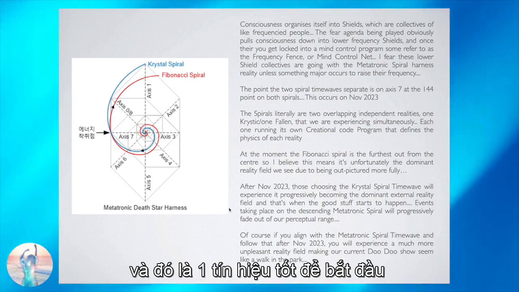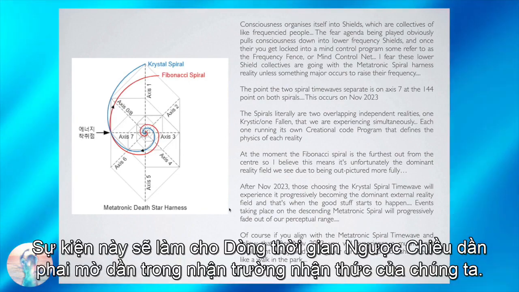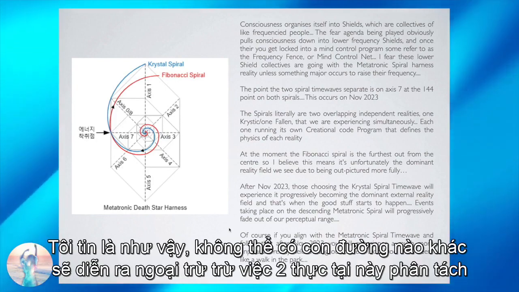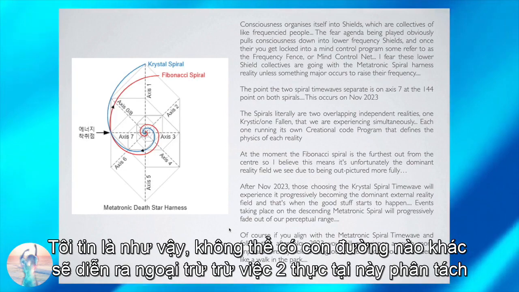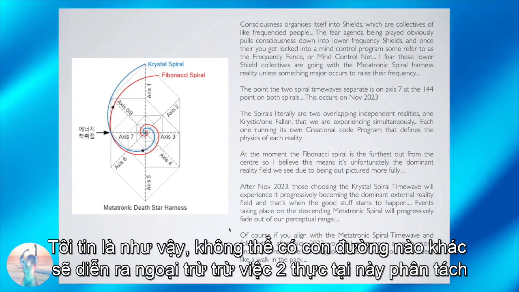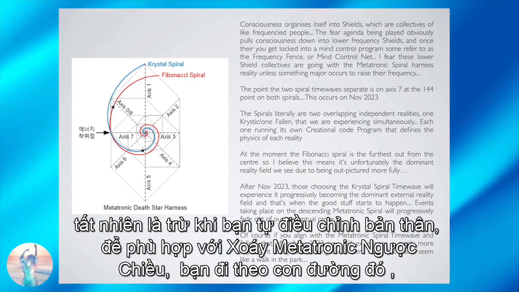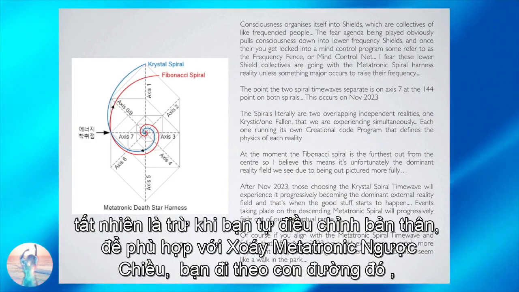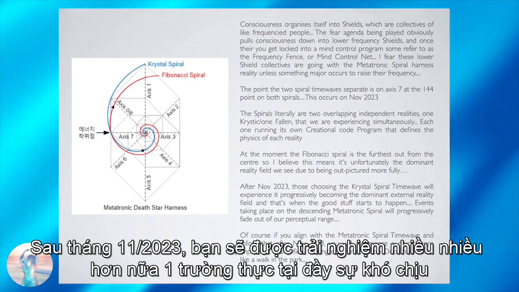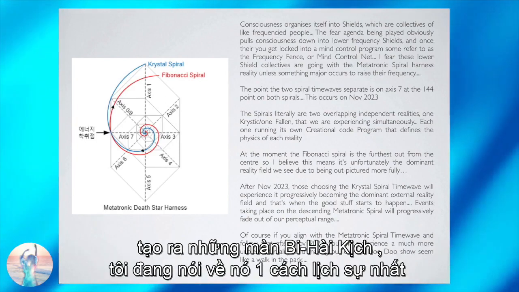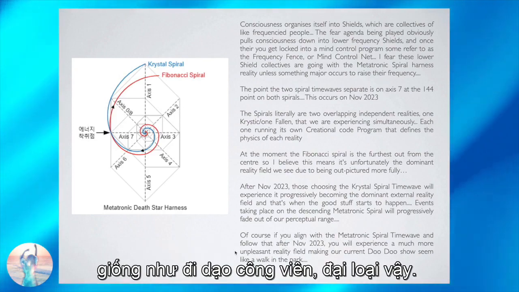Events taking place on the descending Metatronic spiral will progressively fade out of our perceptual range. That's my belief anyway. There's no other way it can happen. Eventually, the two realities are going to split. Of course, if you align with the Metatronic spiral time wave and follow that after November 2023, you will experience a much more unpleasant reality field, making our current doo-doo show, and I'm saying that politely, seem like a walk in the park.